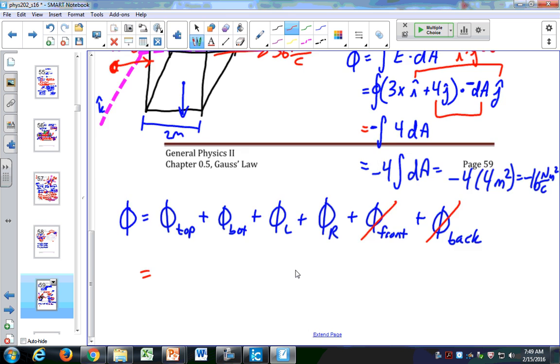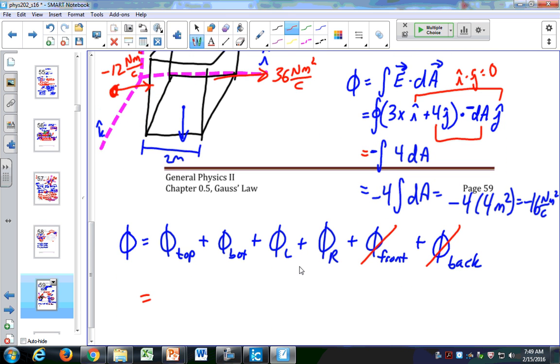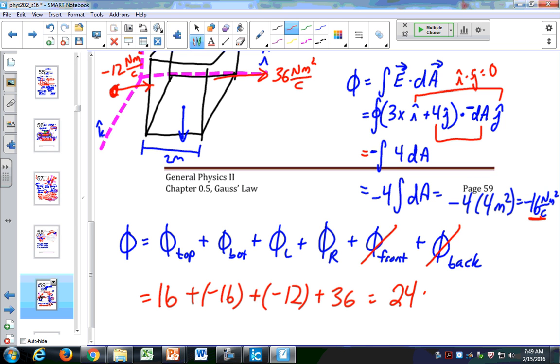And then I have values for all the rest. Let's just put those in. Top was positive 16. Bottom is what we found here, negative 16. Left is negative 12. And right is 36. So if I add up all those, I get 36 minus 12, or 24. Yeah, 24 Newton meters squared per Coulomb.